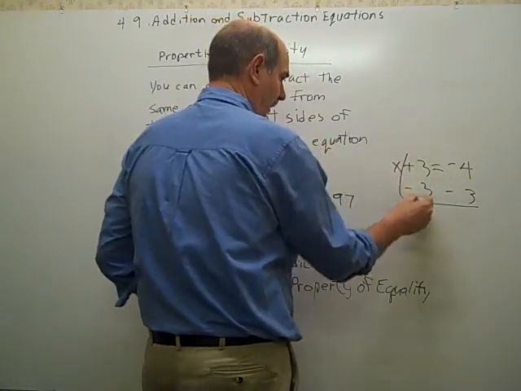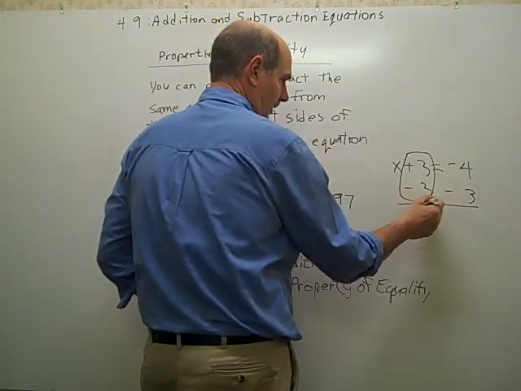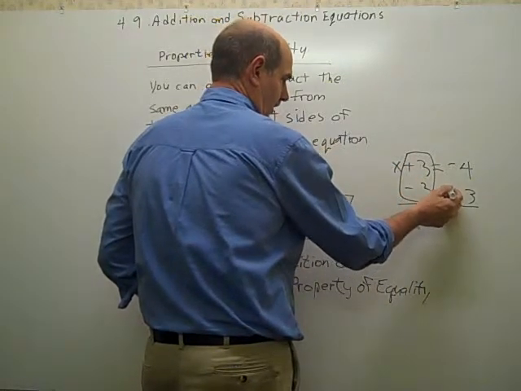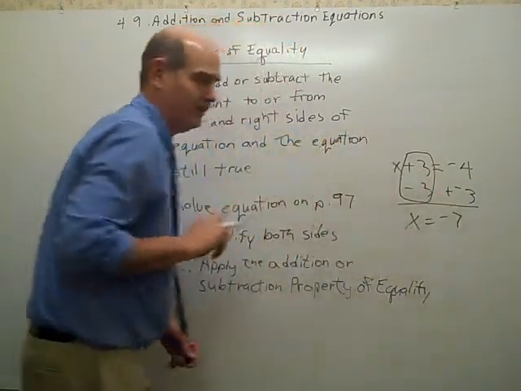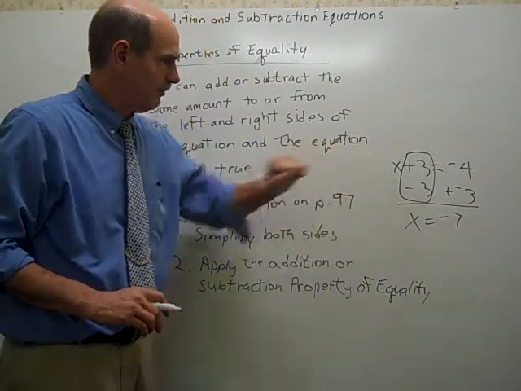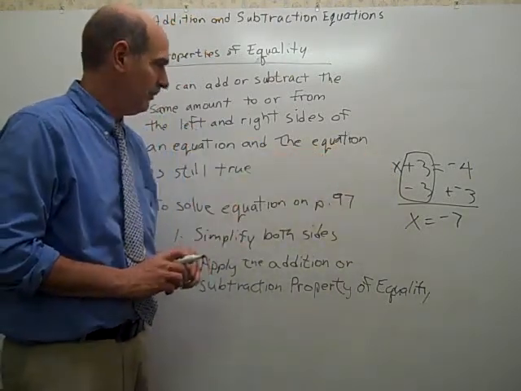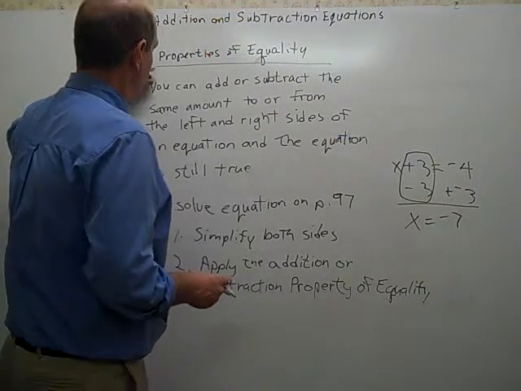And this is a 0 pair, and x plus 0 is x. You can do the change, and get negative 7. So that would be a solution. The negative 7 plus 3 would be negative 4, turns out to be true. So that's the properties of equality.